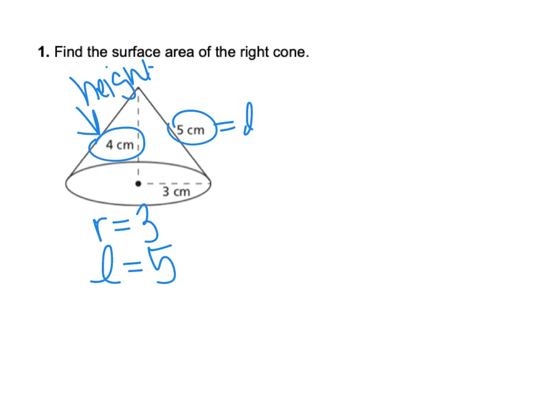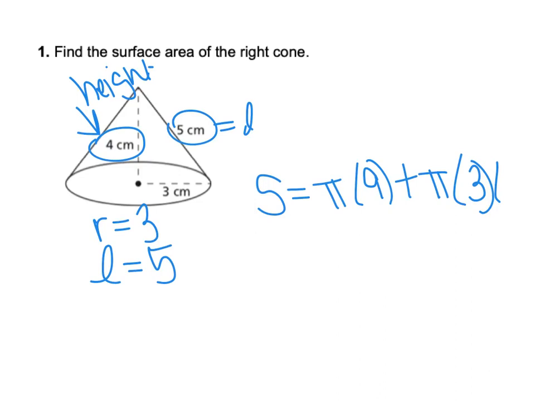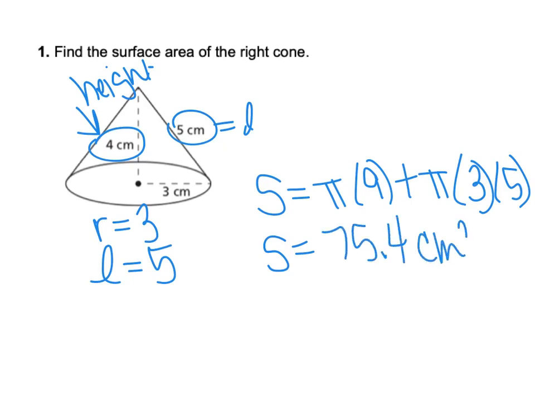Okay, so then we just have to go ahead and put those numbers into our formula. The surface area is pi r squared, so we're going to have 3 squared, which is 9, plus pi r, which is 3, times L, which is 5. And when we put those together, we should get 75.4 centimeters squared.